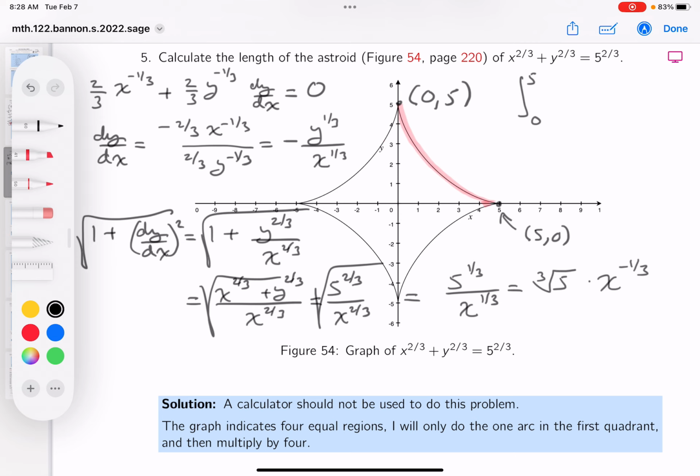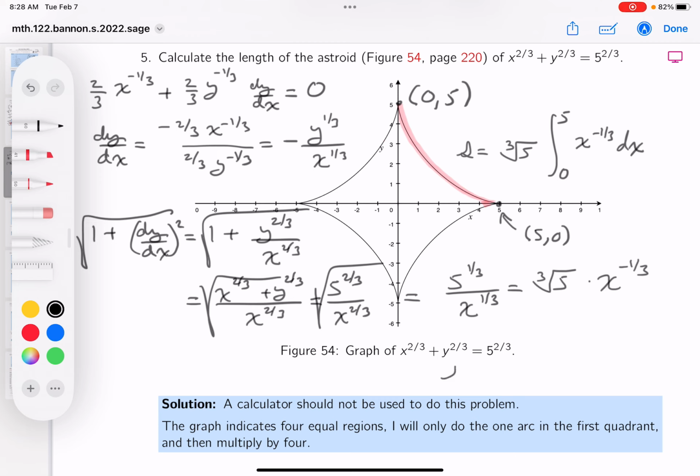I'm going to get my eraser out. You need a little more room. And I'm going to say the arc length over here, I'll just call it S, is going to be the cube root of 5. That's a constant being pulled out. We're starting at 0. We're stopping at 5. And then I get x to the minus 1/3 dx. I think I can do the integration.